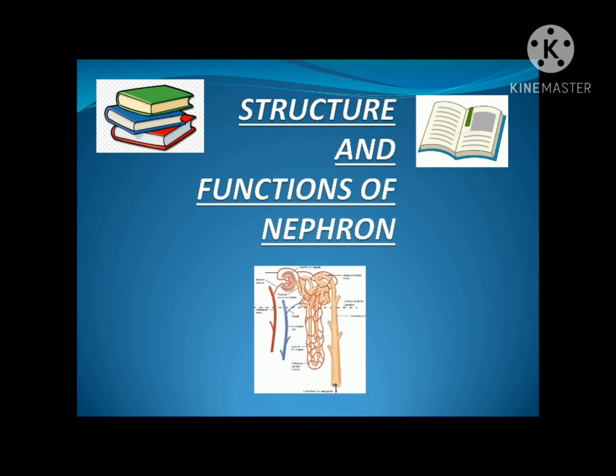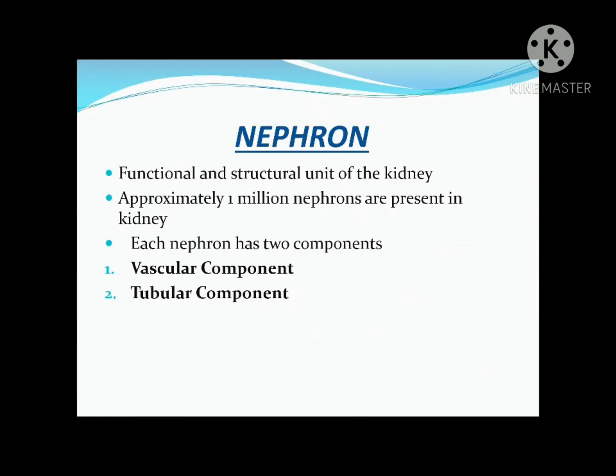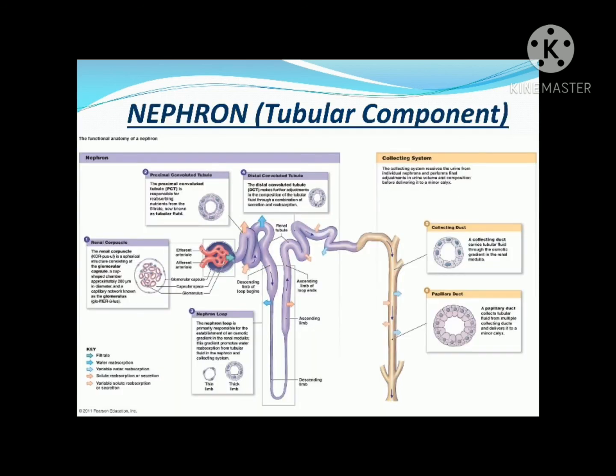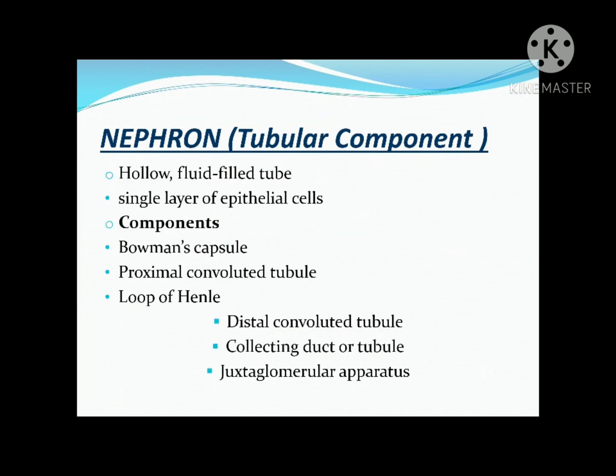Functioning of nephron. Nephron is the functional and structural unit of the kidney. Approximately 1 million nephrons are present in the kidney. Each nephron has two components, the vascular component and the tubular component. The tubular component is a hollow, fluid-filled tube, which is a single layer of epithelial cells. The components of the tubular component are Bowman's capsule, proximal convoluted tubule, that is PCT, the loop of Henle, distal convoluted tubule, that is DCT, the collecting duct or tubule, and the juxtaglomerular apparatus.